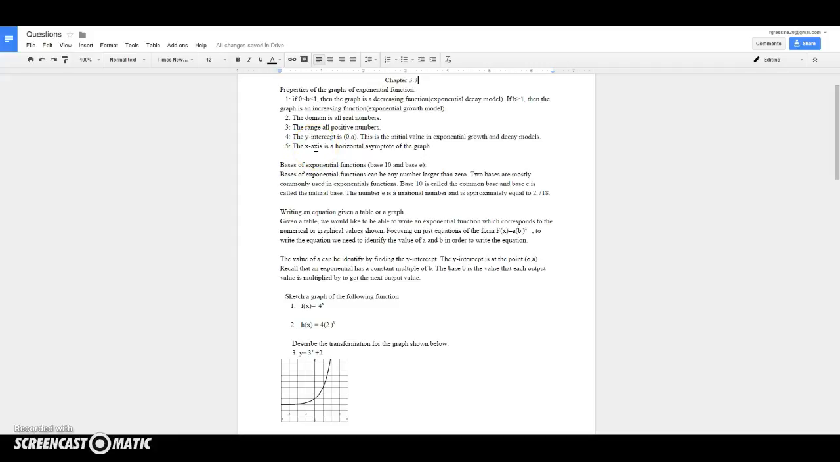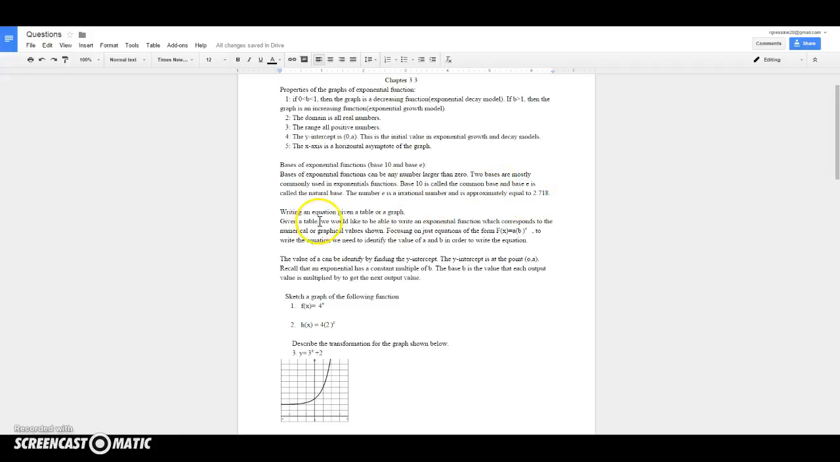You also need to know about bases of exponential functions. It's basically base 10 and base e. Those are the two most common exponential functions. Base 10 is the common base and base e is the natural base. And e is irrational and equals 2.718.